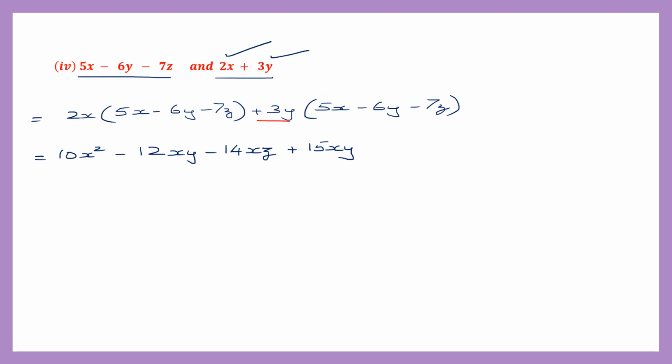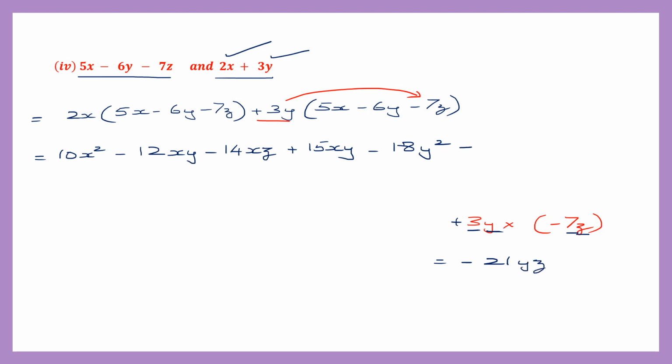So this is plus 15xy. Now we multiply 3y into minus 6y. Here the sign is plus. So plus into minus is minus. 3 6s are 18. y into y is y square. So minus 18y square. Now 3y into minus 7z. So here it is plus. So plus into minus is minus. Then 3 7s are 21. 1y, 1z is yz. So here this is minus 21yz.